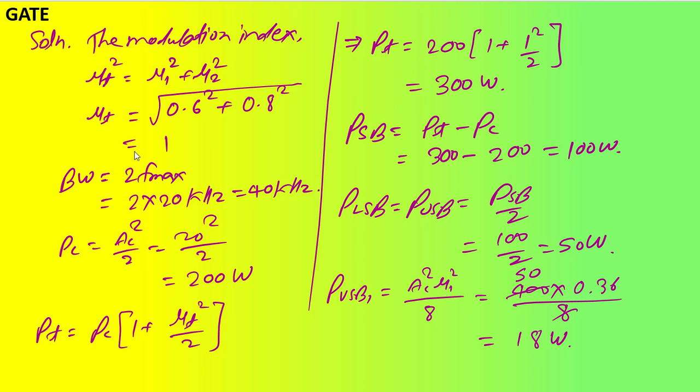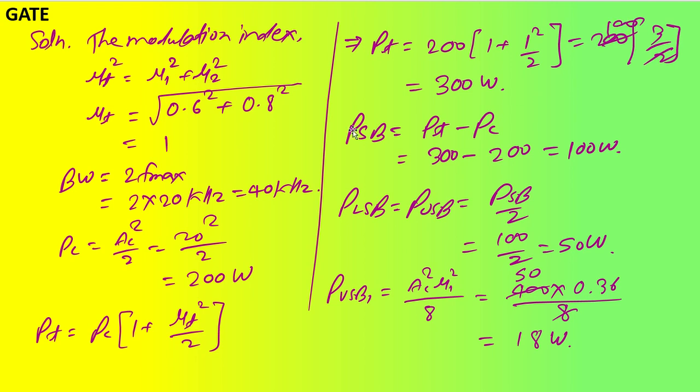So you can see mu t is 1, and the bandwidth that we had calculated is 40 kilohertz, and PC we had calculated as 200 watt. We can calculate PT, which will be PC into 1 plus mu t square by 2, so it will become 200 into 1 plus mu square by 2, so that will become 300. Why 300? This is actually going to be 200 multiplied by (2 plus 1) by 2, that is 3 by 2. So this is 100, and 100 into 3 is 300 watt.